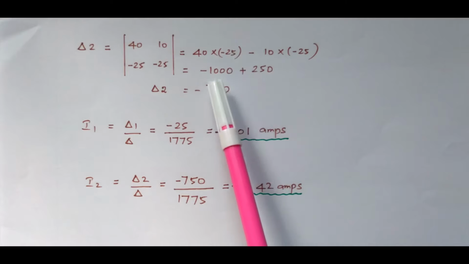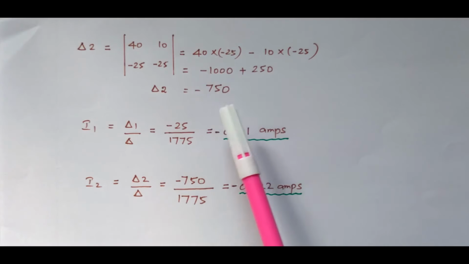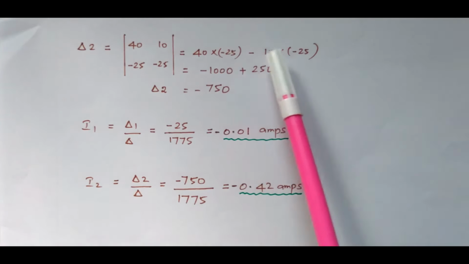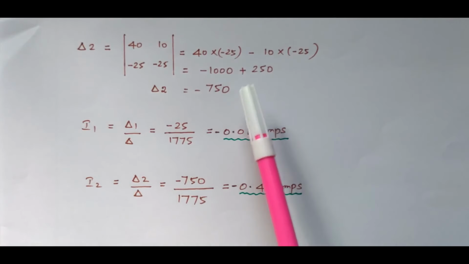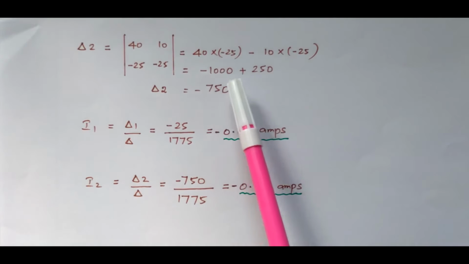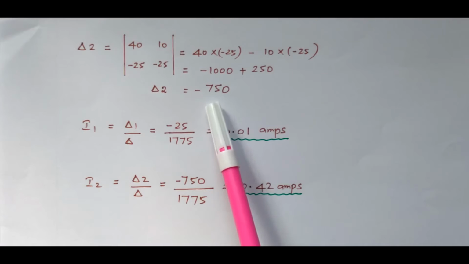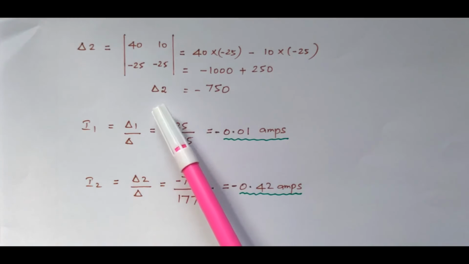So 40 into minus 25 is minus 1000 because a negative is there. Here two negatives are available, so it becomes positive, plus 250. So minus 1000 plus 250 is minus 750. Now we got the delta 2 value also.